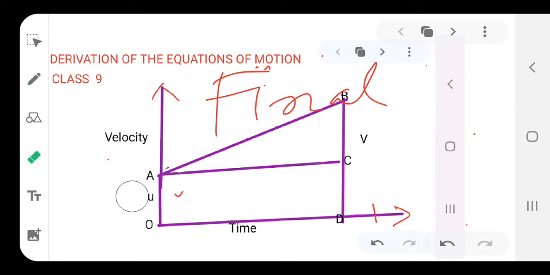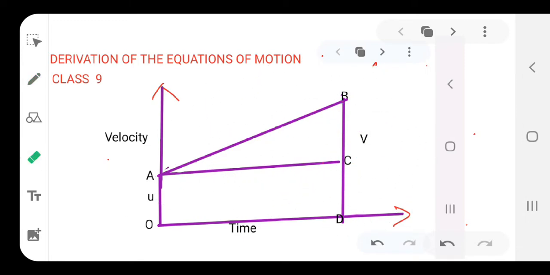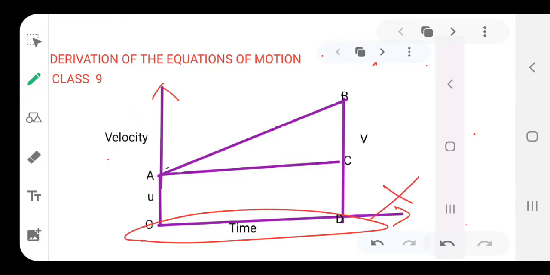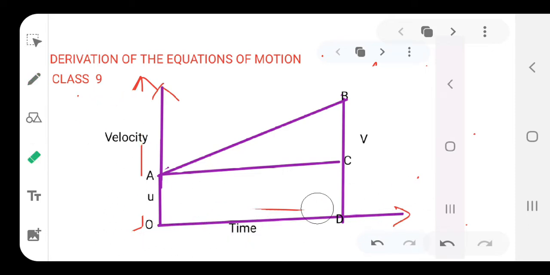As you can see in the graph, we have time on the x axis and velocity on the y axis. So it is a velocity time graph which we will use to derive the various equations of motion. Now, let us begin.